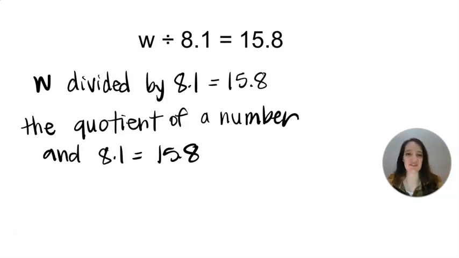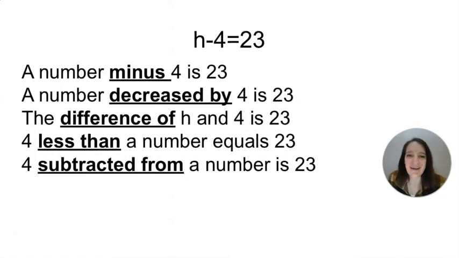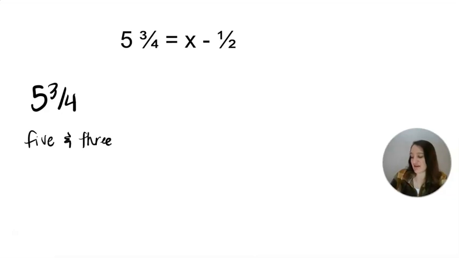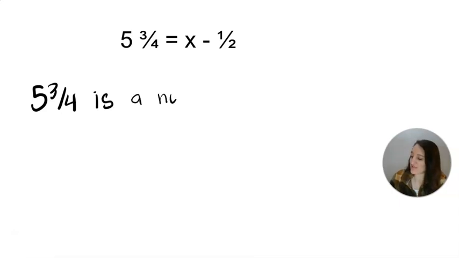More options with division, but subtraction. A number minus 4 is 23, right? Minus, decrease by, difference, less than, subtracted from. All of those are subtraction words. Okay, so for this, we could say 5 3/4. Do you notice that I'm not writing out like 5 3/4? Okay, you don't have to be that wordy, but you do have to write out everything but the numbers.